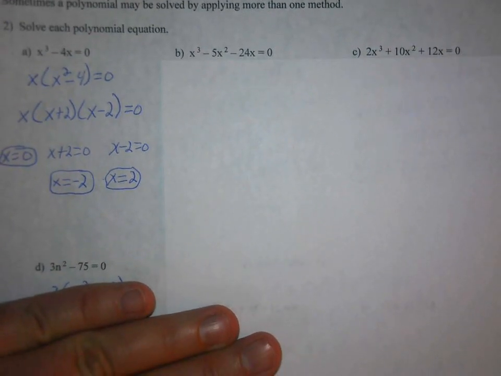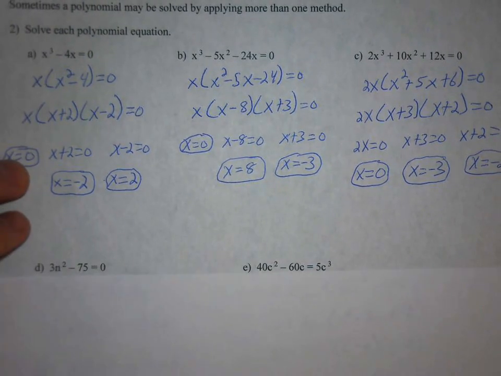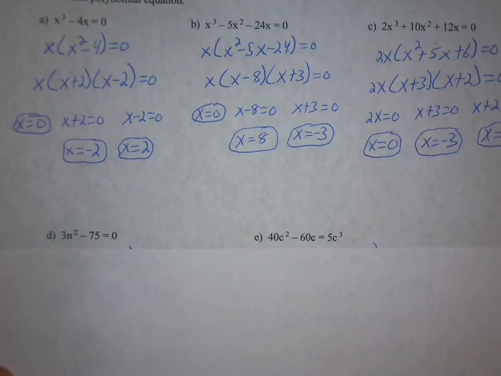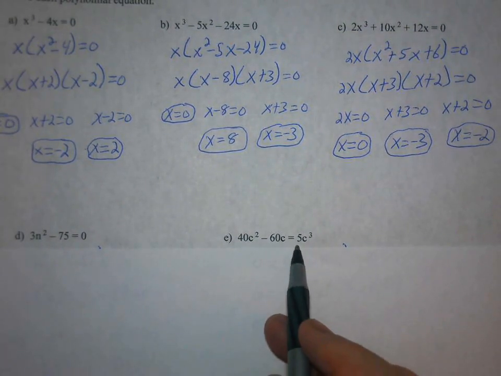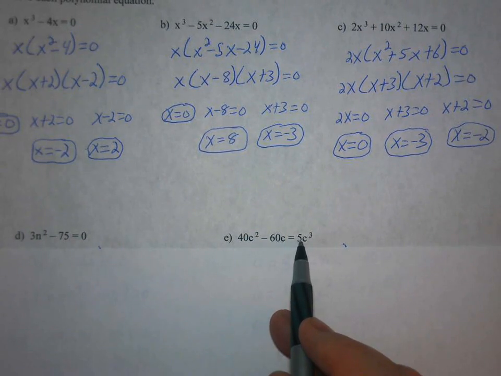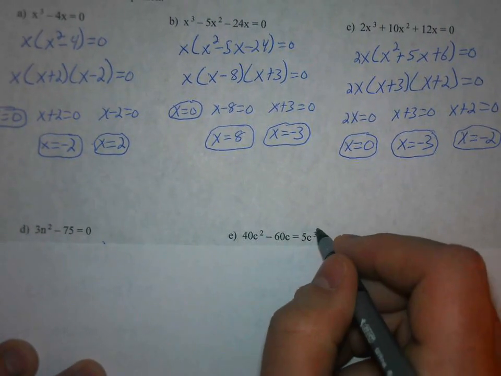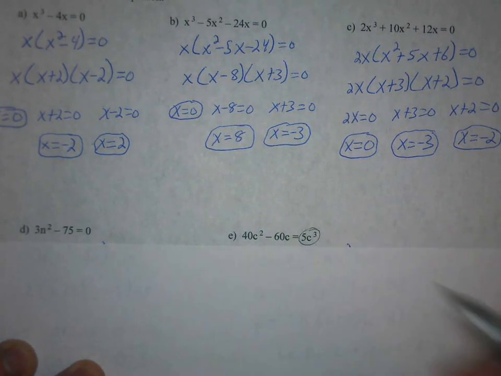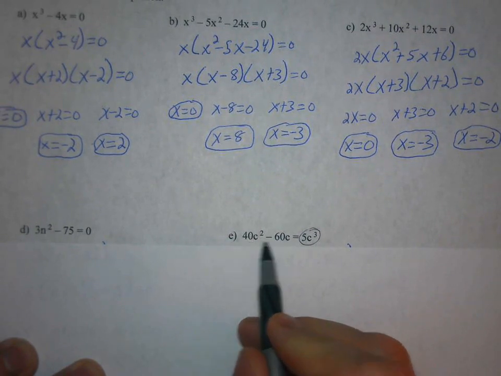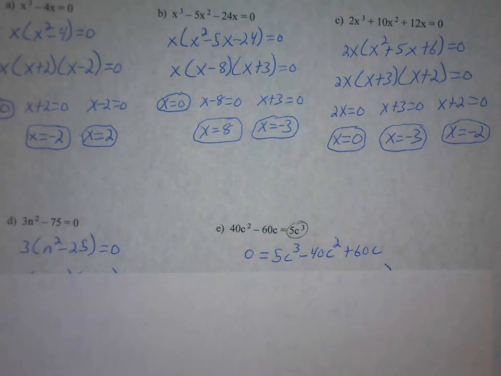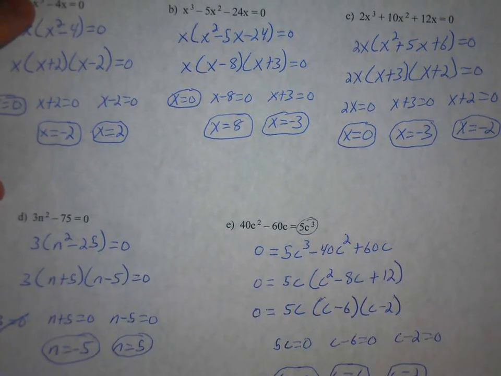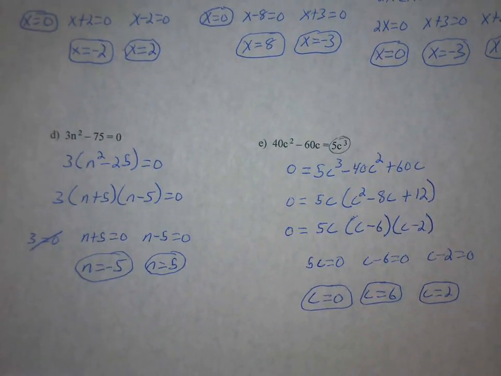Okay, so if you try the next several, I'll put the answers up again. So I'll put B and C up, pause the video. And then with D and E, in part E, you have to have equal to 0. So again, rather than subtracting, 5c to the third, that's your largest exponent. Okay, that's your largest degree of 3. So subtract 40c squared and add 60c. Okay, and then it's ready to use a GCF of 5c. Okay, so if you do those, there's a solution for those.